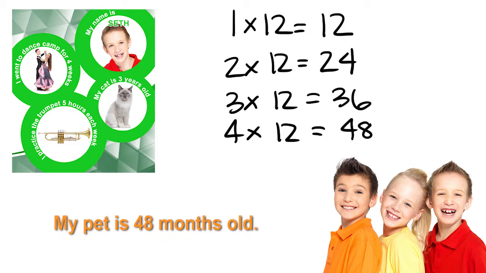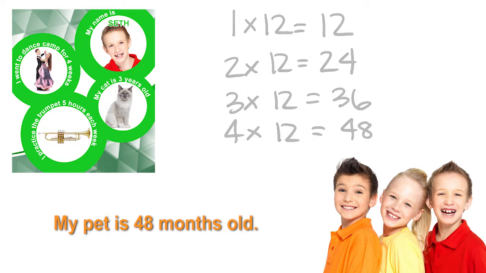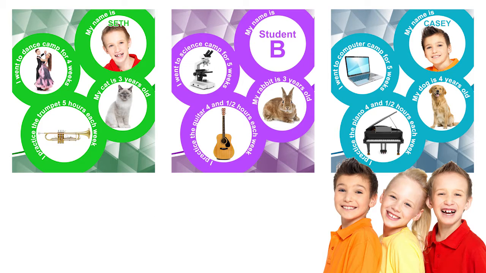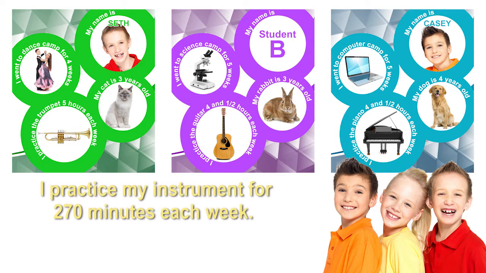Our next clue says Casey has a pet that is 48 months old. Looking at our list, 4 years equals 48 months. From the posters, we see that student C has a dog that is 4 years old. From our calculations, Casey is student C, but it would be a good idea to double check our last set of information and clues. Polly practices her instrument for 270 minutes.